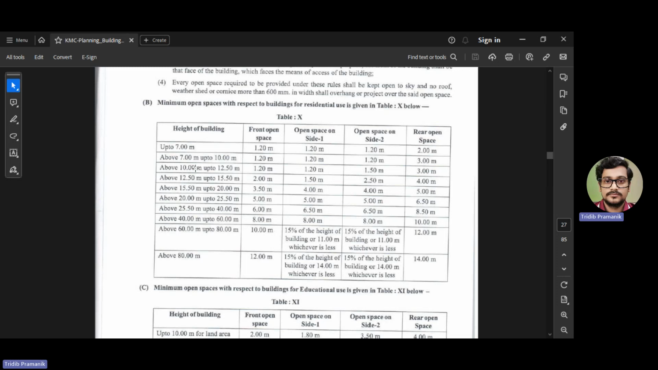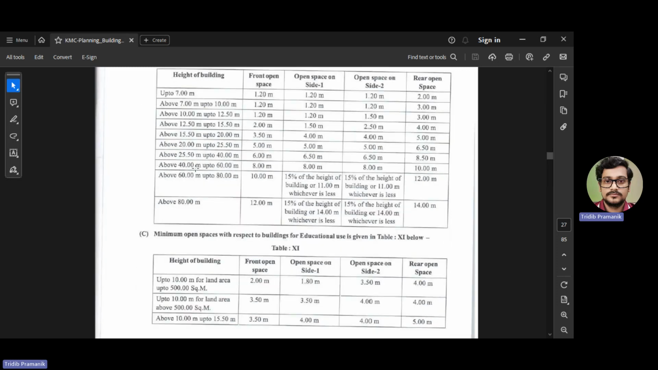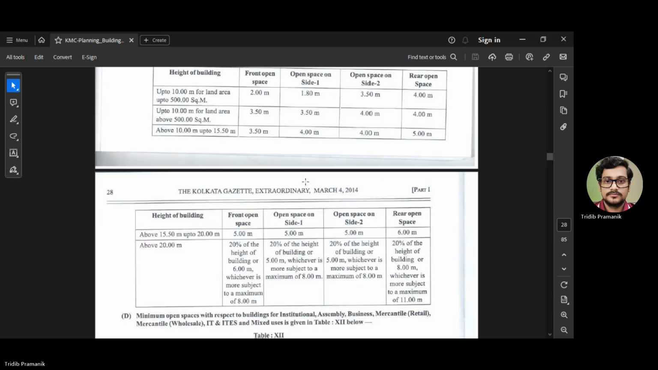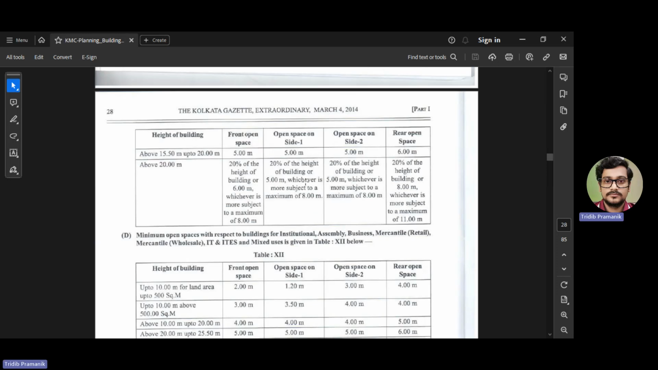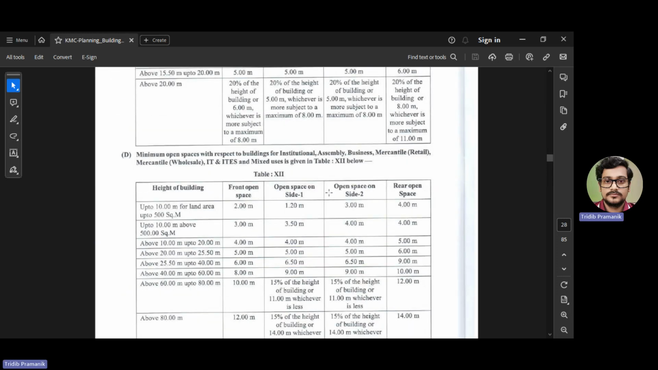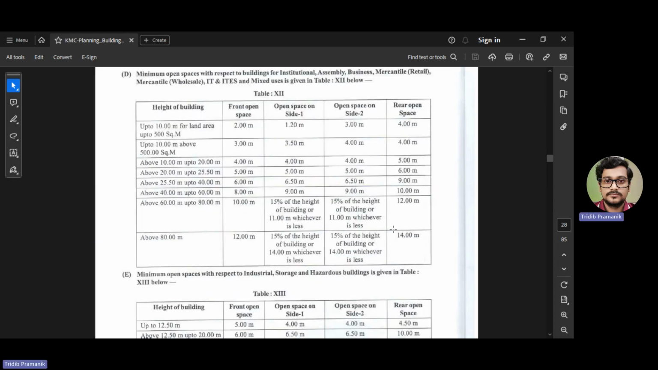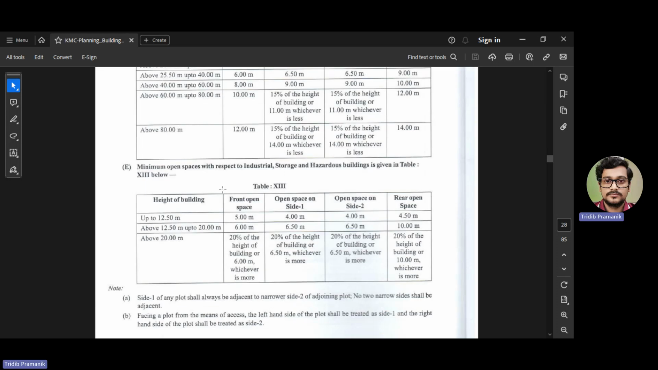And in this way, it is mentioned that up to 80 meter, how much space we need to leave as an open space, and if any building exceeds 80-meter height, then how much space we have to keep open. So I hope you can see this table on the screen. So that was for residential building. Here we will see for other non-residential buildings like institutional, assembly, mercantile, how much space we have to keep open.